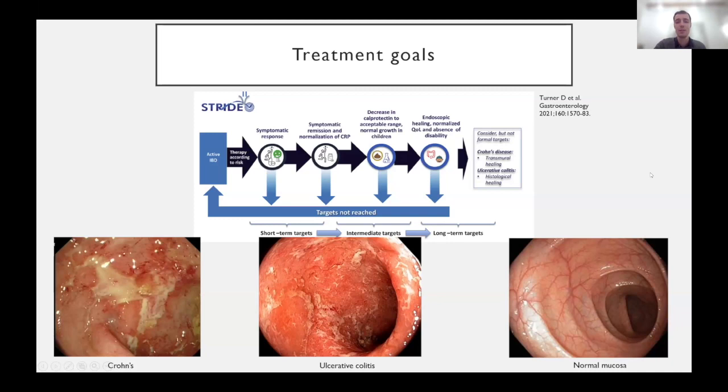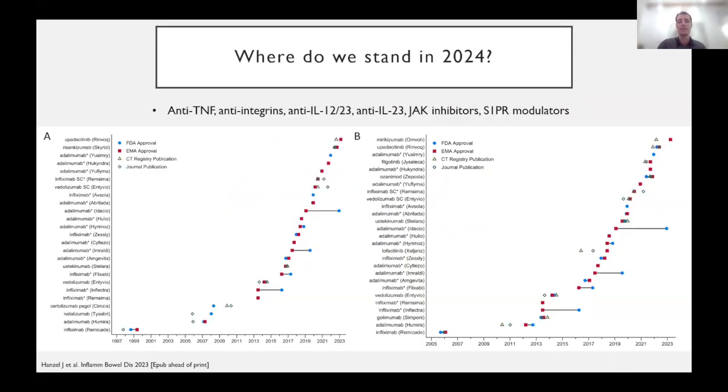So now we've seen what we're trying to achieve in inflammatory bowel disease. How are we going to achieve this? This is a short overview of the approval timelines of advanced therapies for IBD, beginning at the first drug, infliximab, approved for Crohn's disease right at the beginning of the millennium, and somewhat later for ulcerative colitis. You can see a quite high number of drugs belonging to different therapeutic classes, different mechanisms of action.